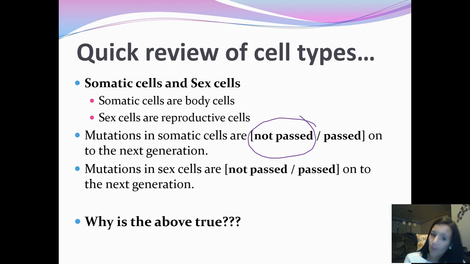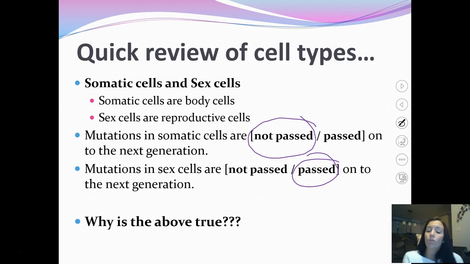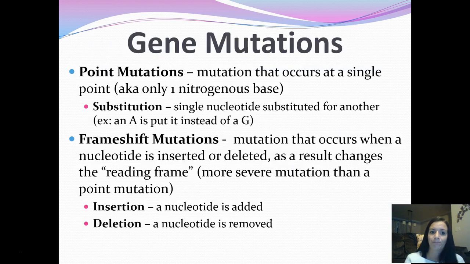Whereas sex cell mutations are passed down to the offspring. So if you have an issue with your sex cell, that's what's used to make your child. So of course they're going to have this mutation. When we look at gene mutations, there's 2 major ones. There's point mutations and frame shift mutations.